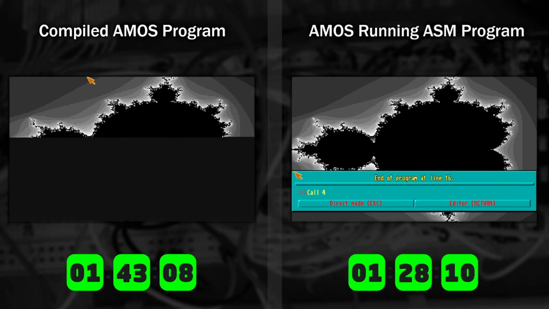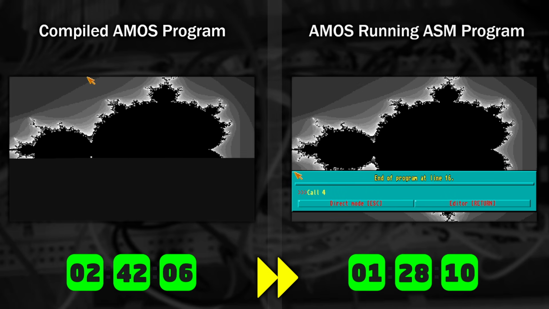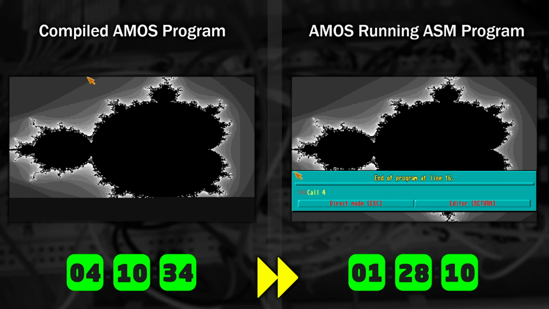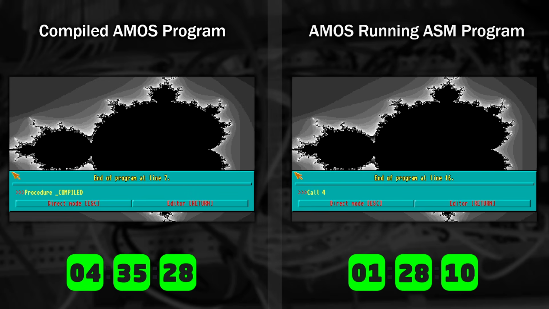So the assembly language version finished in 1 minute 28 seconds. And the AMOS version is still running. And it's still running. And it finally finishes over 3 minutes later, totaling 4 minutes 35 seconds. The assembly language version is approximately 3 times faster, and I know it could be optimised to be a lot faster than that. Yes, quite a difference.